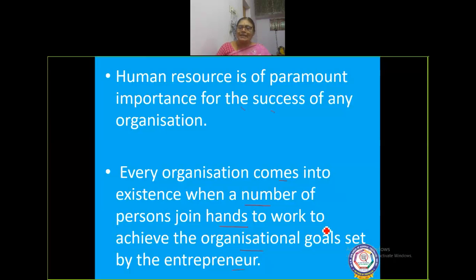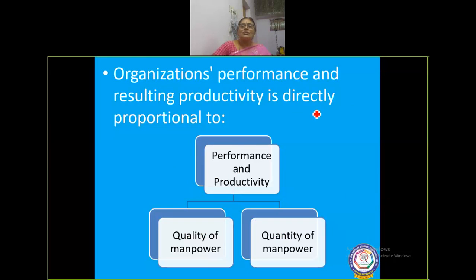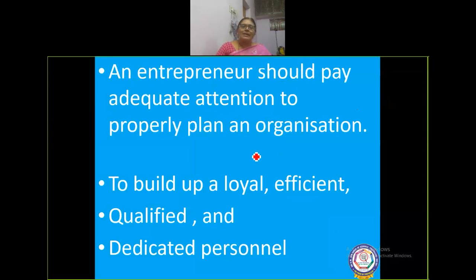So you have to select the right number of people at the right time. Your quantity and quality are very, very important. An organization's performance and resulting productivity are directly proportional to the quantity and quality of your manpower. Both are very important. The entrepreneur should pay adequate attention to properly plan an organization. He should make sure he builds an organization with a set of loyal people who are very efficient, qualified, and dedicated to achieve the organization goal.